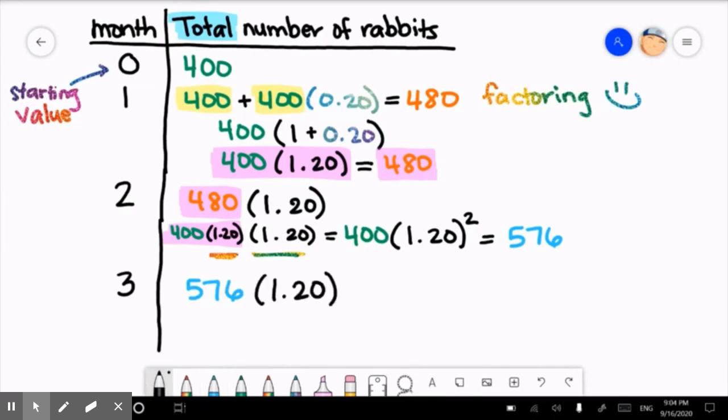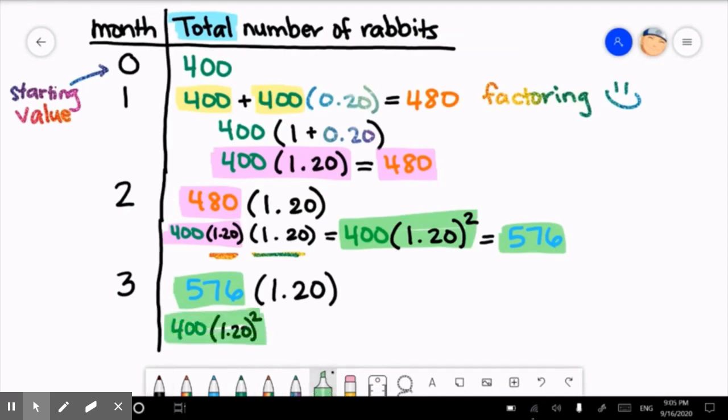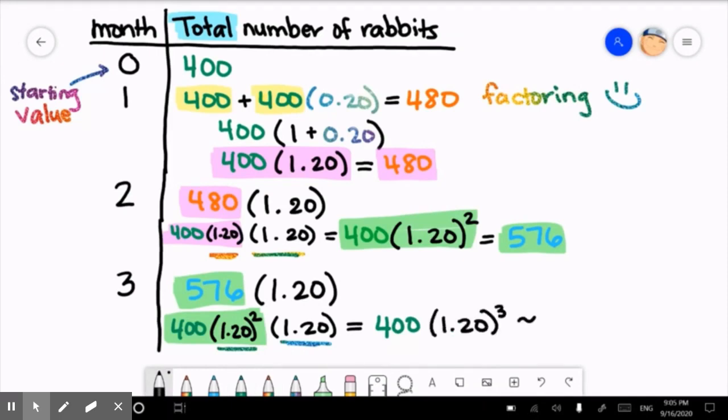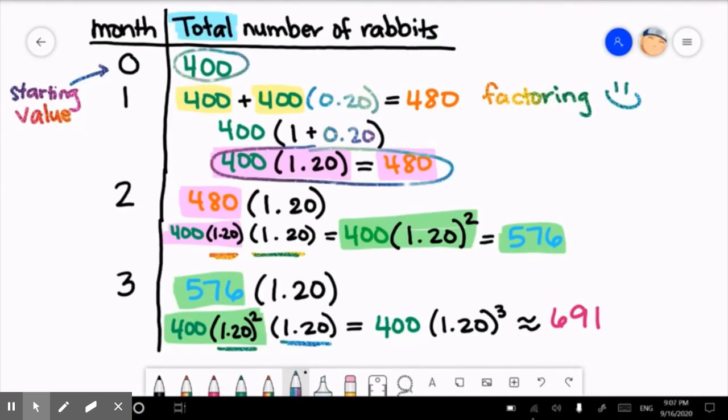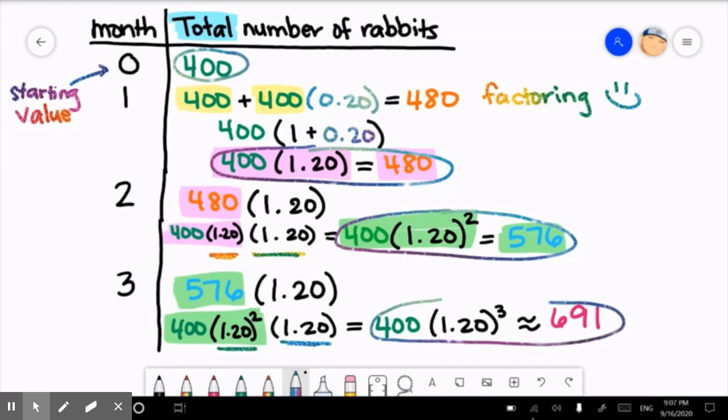Let's keep this process going for one more month, replacing the 576 with 400 times 1.20 squared. And again, you might notice that when I simplify these, I can once again use my knowledge of exponents to change that to 1.20 to the third power. Now things are starting to look a little crazy, so let's take this important stuff and put it in a new table.